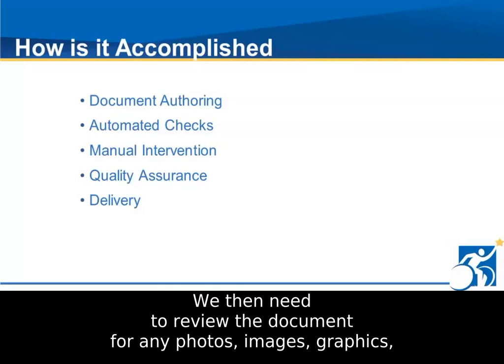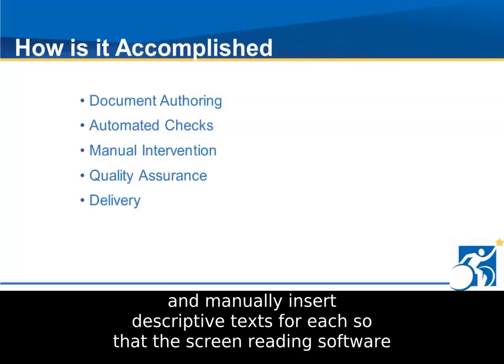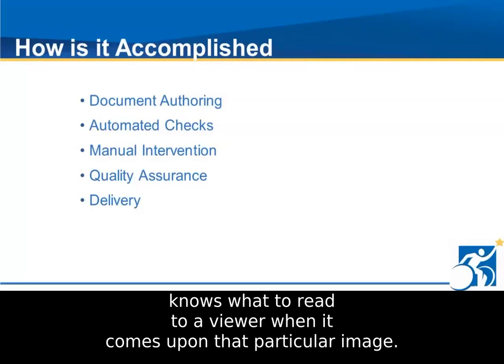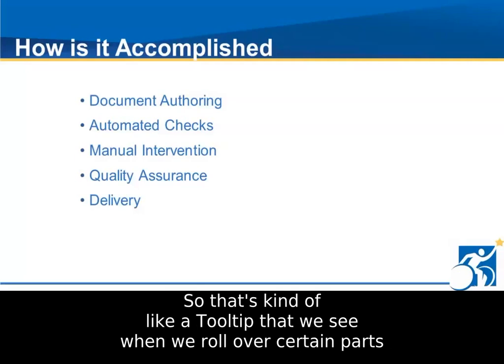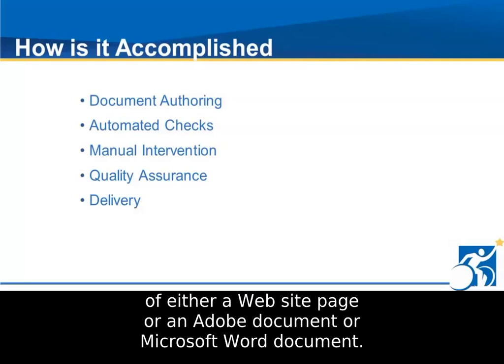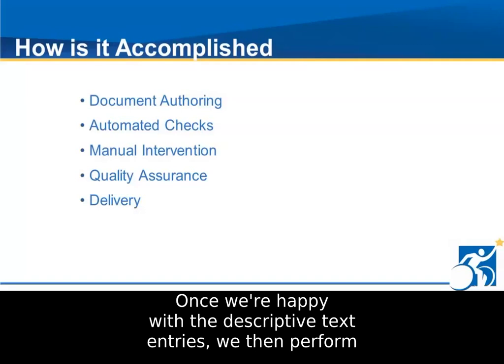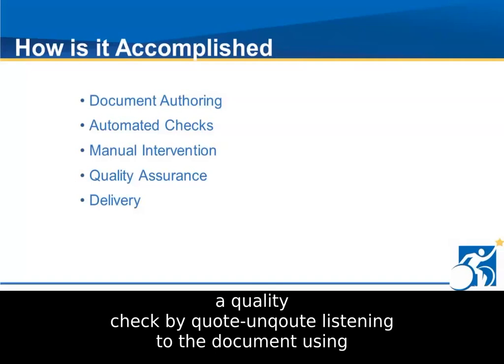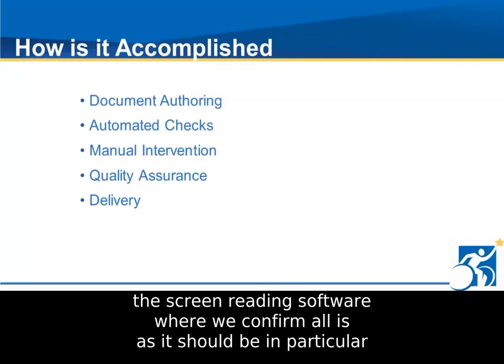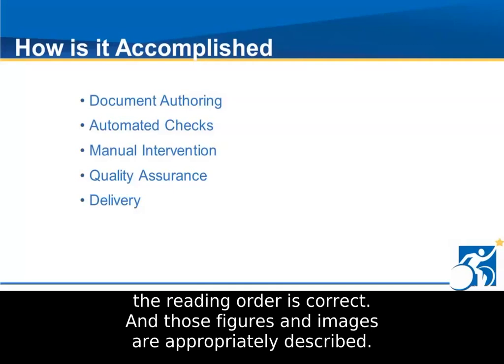We then need to review the document for any photos, images, graphics, and manually insert descriptive text for each so that the screen reading software knows what to read to a viewer when it comes upon that particular image. So that's kind of like a tooltip that we see when we roll over certain parts of either a website page or an Adobe document or Microsoft Word document. Once we're happy with the descriptive text entries, we then perform a quality check by quote-unquote listening to the document using the screen reading software, where we confirm all is as it should be, in particular the reading order is correct, and those figures and images appropriately described.